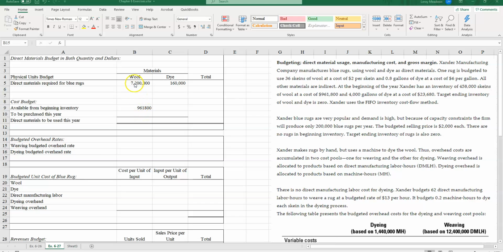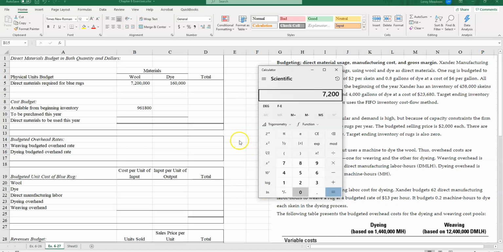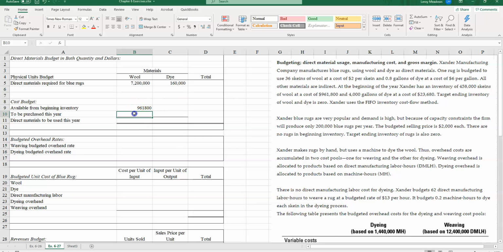Well, I need total skeins of 7,200,000, and I'm going to subtract from that the 458,000 skeins that I already have on hand. That means I need to buy 6,742,000 skeins at a cost of $2 each. That means I need to purchase, dollar-wise, $13,484,000.